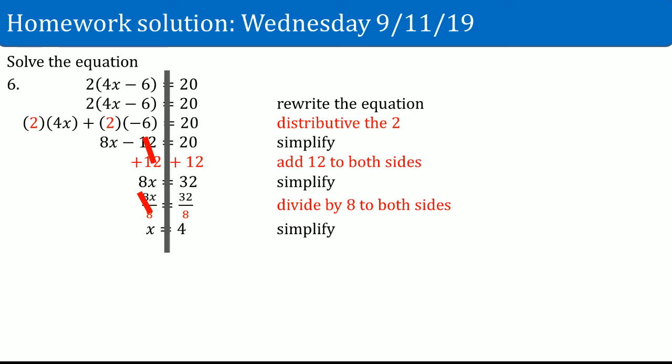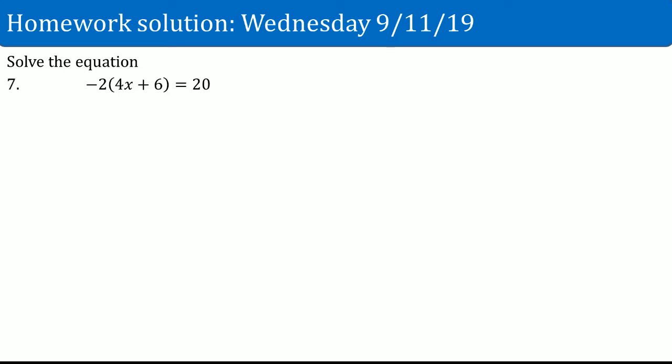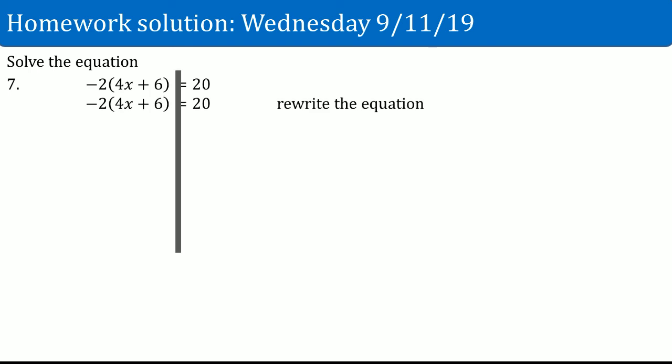Okay, if you look at your homework, I wrote 5 and 6 again, but that's just an error. That is actually just number 7. Okay, this is different. Now, do you see it's actually a negative 2 in front? So number 7: negative 2 parentheses 4x plus 6, close the parentheses, is equal to 20. First step is always to rewrite the equation and draw a line straight down.